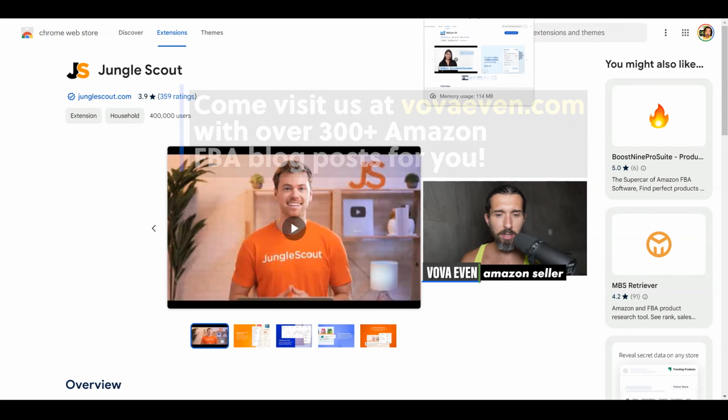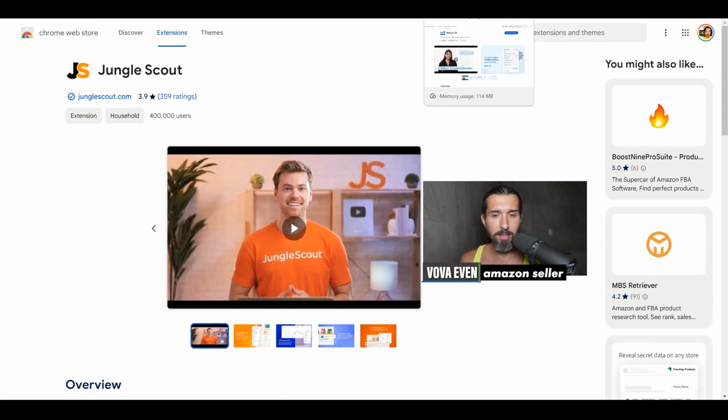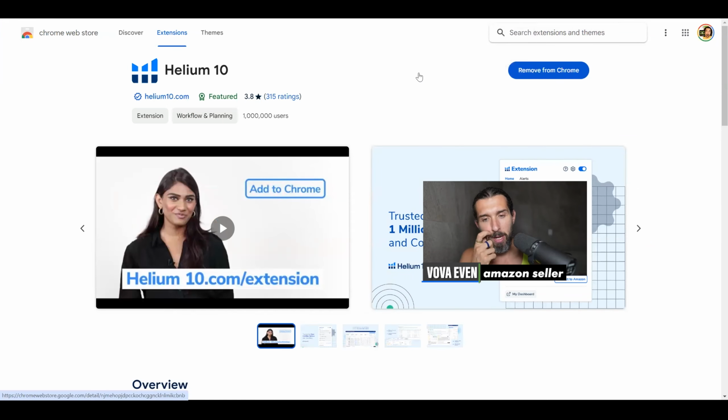So Jungle Scout, alternatives to the extension, anything like this extension. The first one I have for you is the one by Helium 10.